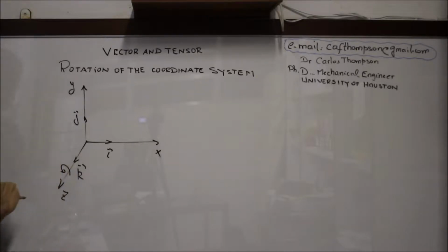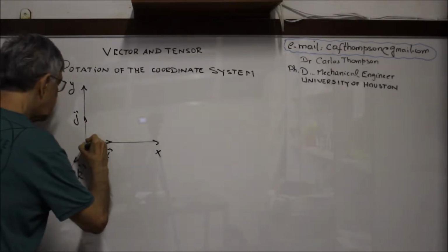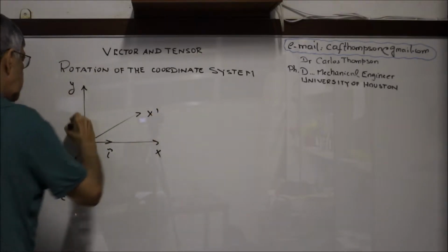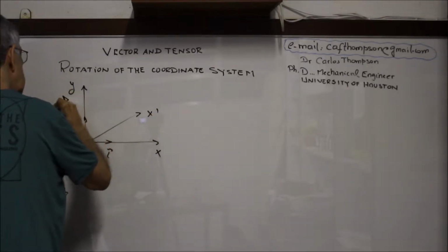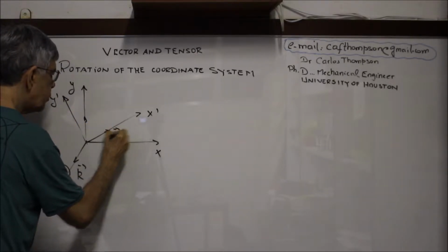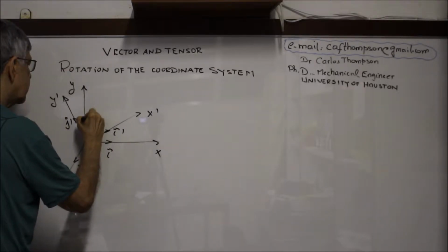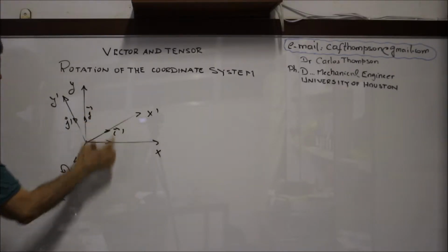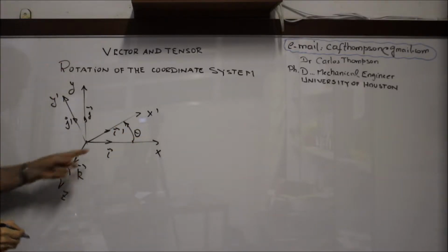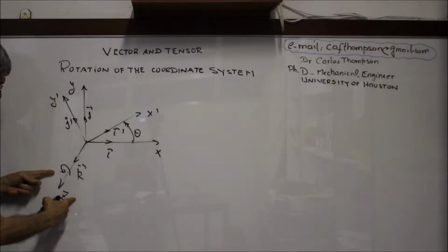Let's rotate counterclockwise by an angle theta. This I'll call x prime, and here y prime. This is i prime, j prime. This is j. ij rotates by an angle theta. Use the right hand rule, rotate around the z axis.